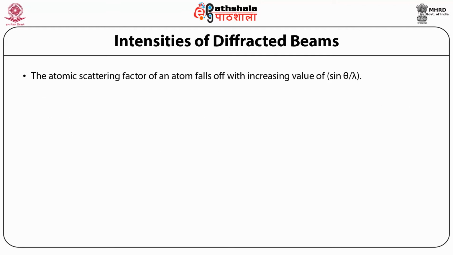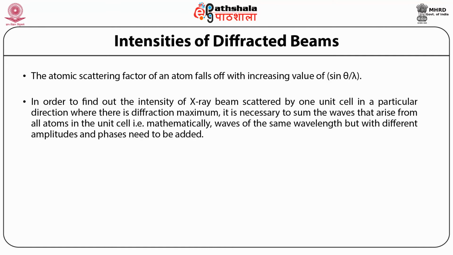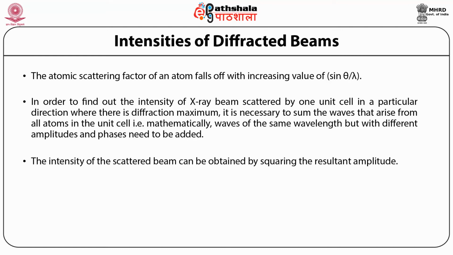The atomic scattering factor of an atom falls off with increasing value of sin theta by lambda. In order to find the intensity of the X-ray beam scattered by one unit cell in a particular direction where there is a diffraction maximum, it is necessary to sum the waves that arise from all atoms in the unit cell. That is, mathematically, waves of the same wavelength but with different amplitudes and phases need to be added. The intensity of the scattered beam can be obtained by squaring the resultant amplitude.